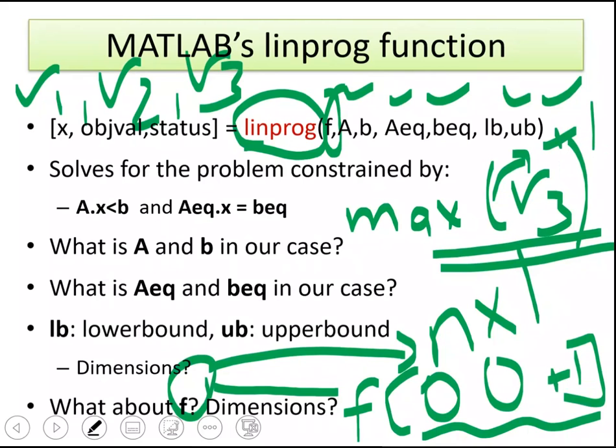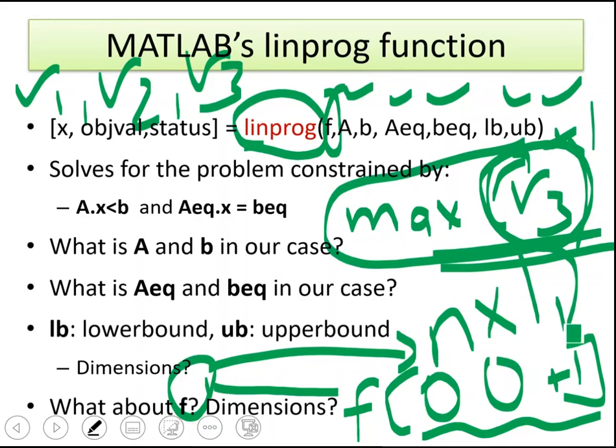f will have the size of unknowns, and this objective function is defined in a vector format. So there is no v1 in the objective function, so the first element will be 0. There is no v2 in the objective function, so the second element will be 0. But the third unknown, v3, is in the objective function with a coefficient of +1. So I write it here, like this.